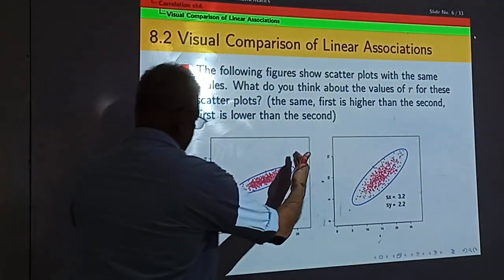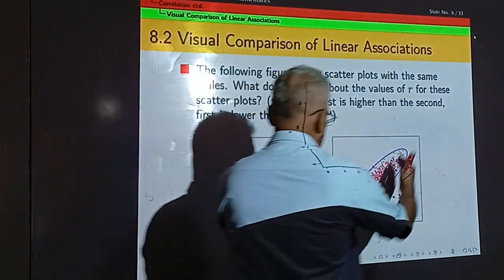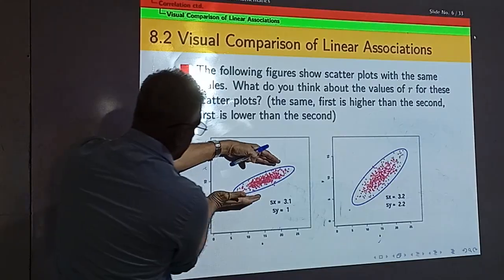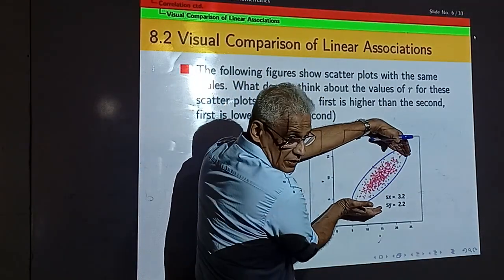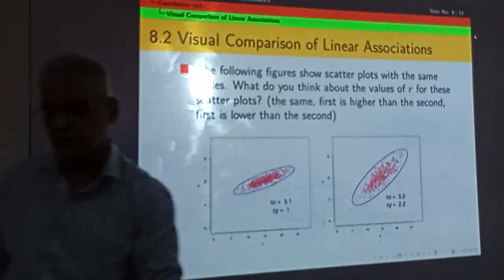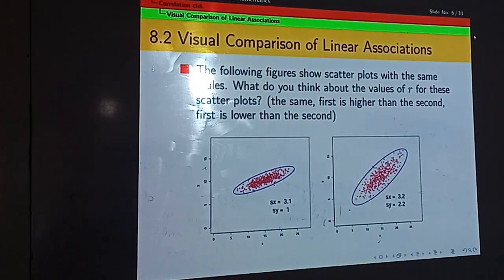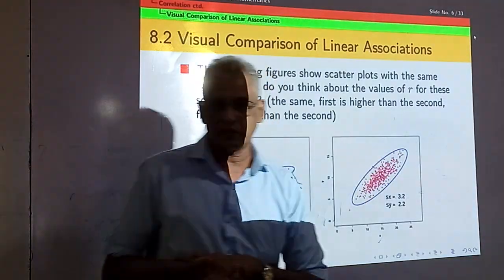Okay? So you can see that the X range is roughly the same here, but the Y range is larger for this one. So actually, just by looking at the picture, it is not easy to say whether they have the same strength or not, because the standard deviations are different.